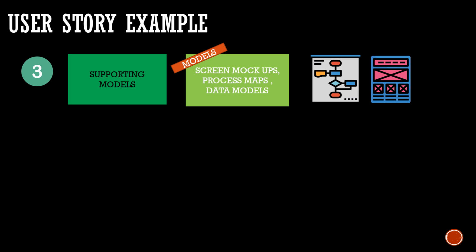Let's look at component number 3 of the user story, which is the supporting models. As we spoke about earlier, the supporting models can be screen mockups, process maps, data models, business rules, anything which can help to support the user story with better understanding and more context and background. Again, it should be relevant for the development and also the IT teams and the testing team. So let's look at screen mockup navigation for this feature.